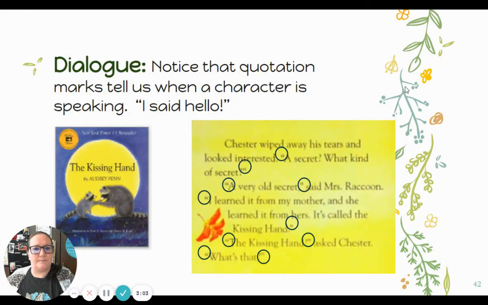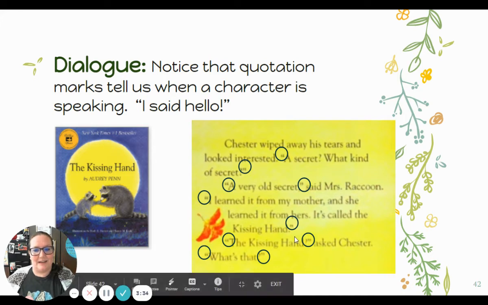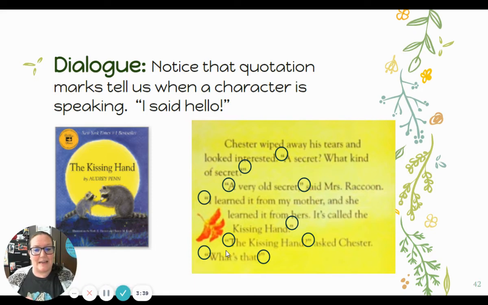All right, my friends. Looking back at that page from our book, did you notice all of those quotation marks? There were a lot of them because we had our two characters talking to each other. We had quotation marks at the beginning of their speaking and at the end. So notice when Chester was speaking, there's quotation marks at the beginning and end. When Mrs. Raccoon is speaking, quotation marks at the beginning and end. And when Chester replies, quotation marks at the beginning and end.